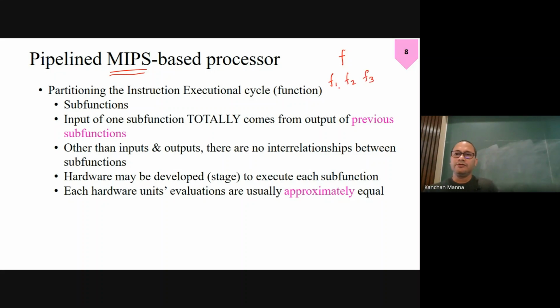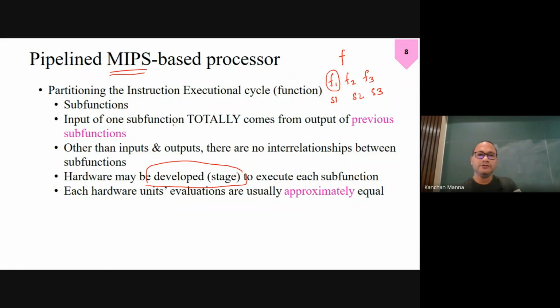Now, when we realize this function, it can be your variables or some FUs. So when we design this function, the component that is required to design this function is called the stage. Got it? The hardware to develop this small function is called the stage. This is the first stage, stage 1. Now this is stage 2. Now this is stage 3.